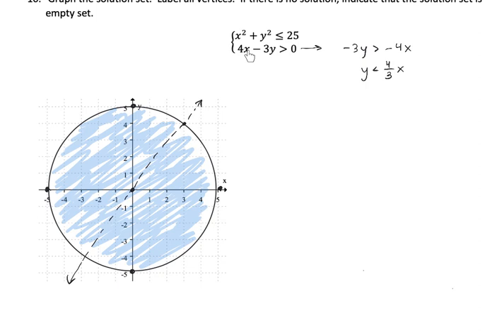This is 4 times 1 minus 3 times 0. That's 4 minus 0. 4 minus 0 is 4. 4 is greater than 0, so the test point I chose worked. It satisfied the inequality, which means it should be in the solution set for this line. So I'm going to shade on that side of the line.